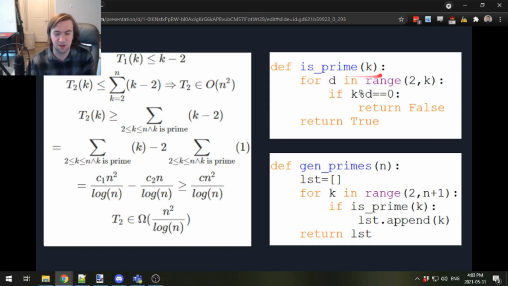Is prime, determining if something is a prime number or not. Well, this loop runs k minus 2 times, goes from 0 to k minus the first 2, in the worst case, assuming that the number is prime. So the worst case runtime of this is k minus 2. T1 of k is going to be no greater than k minus 2.